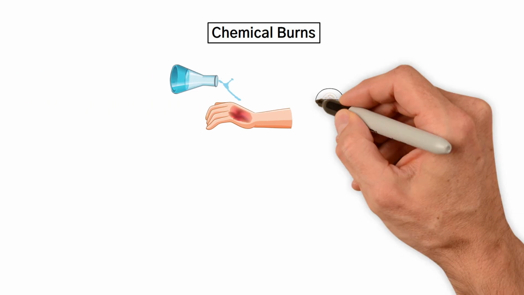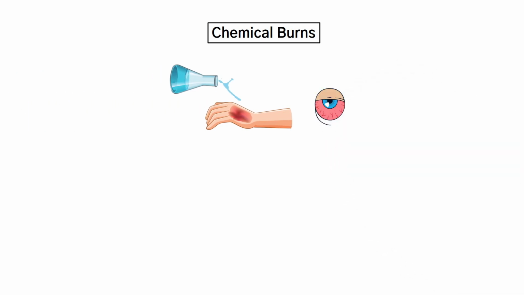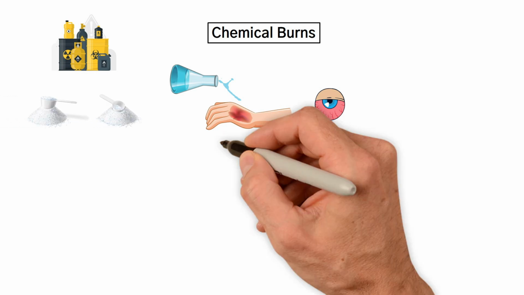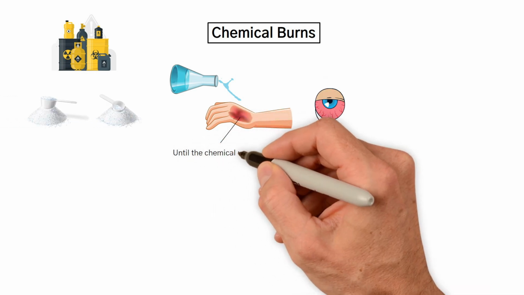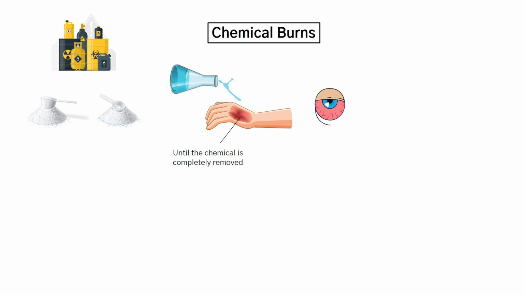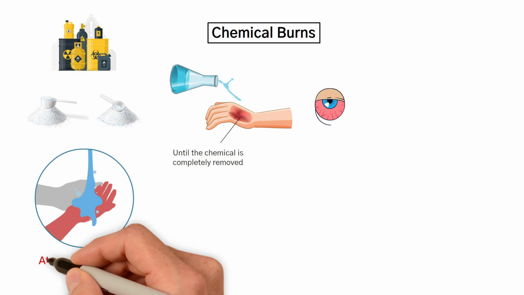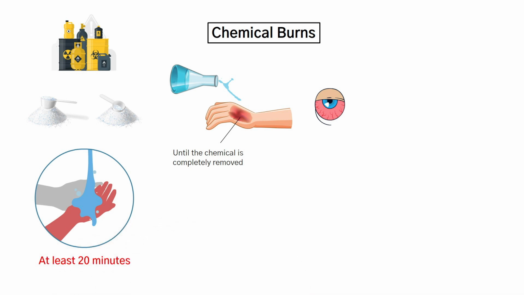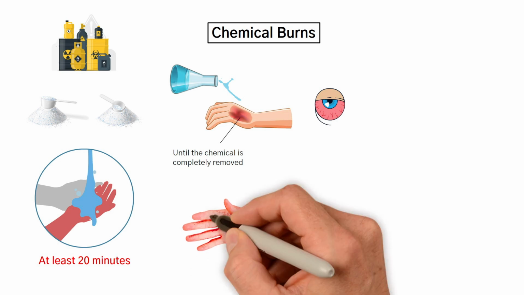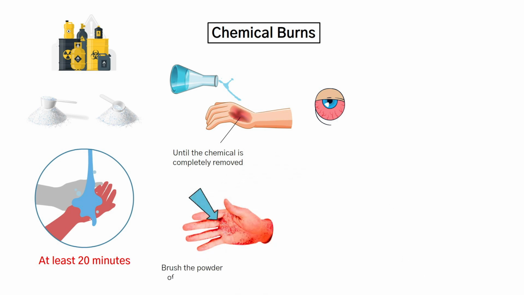Now let's talk about chemical burns. Chemical burns occur when the skin or eyes come into contact with caustic substances like acids or alkalis. These burns may continue to worsen until the chemical is completely removed. To manage a chemical burn, immediately flush the affected area with large amounts of copious water for at least 20 minutes. However, if you notice a powder substance on the patient, you should brush the powder off the patient before you flush the area. Make sure you are wearing gloves when you do this.